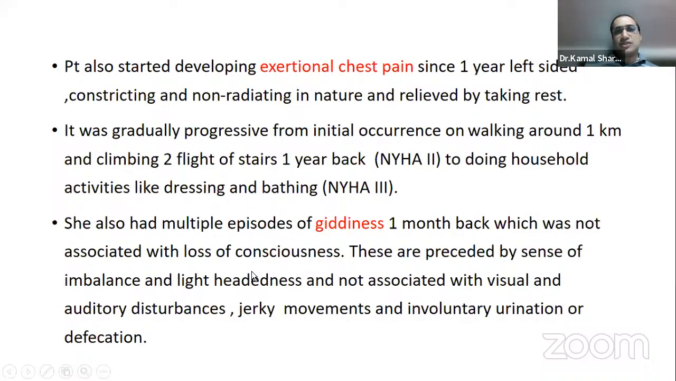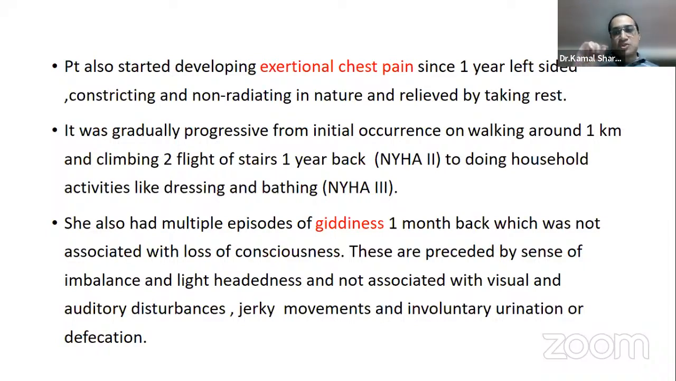Patient also developed exertional chest pain since 1 year, left-sided, constricting. Once you describe any symptom, you would describe it in terms of an acronym that I call SCRIPT FADO. S for site, C for character, R for radiation, P for precipitating factor, intensity, time, factors aggravating, duration and origin. That's the acronym. You can create your own acronym for it. These are the acronyms under which you can describe a chest pain.